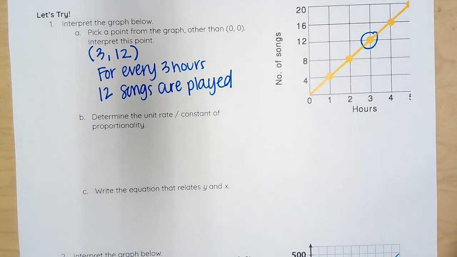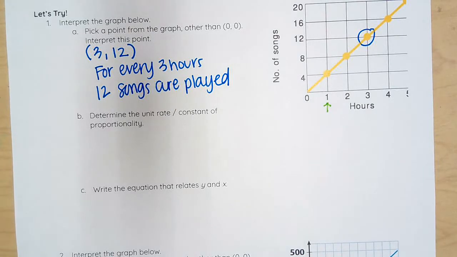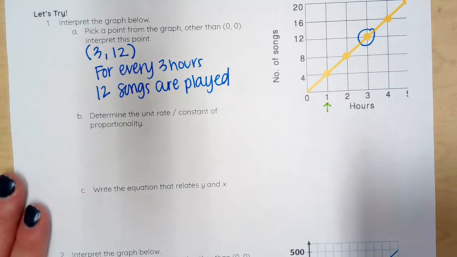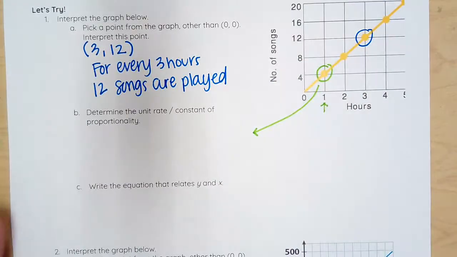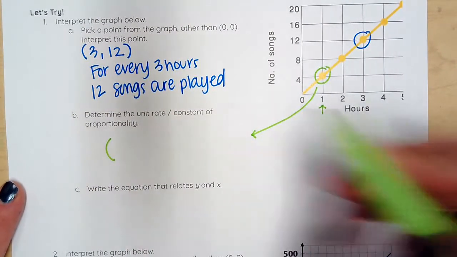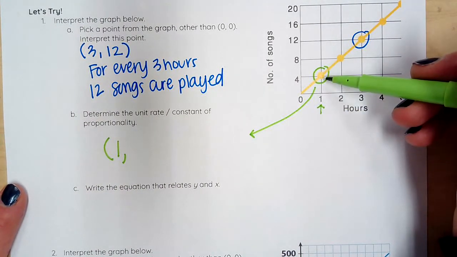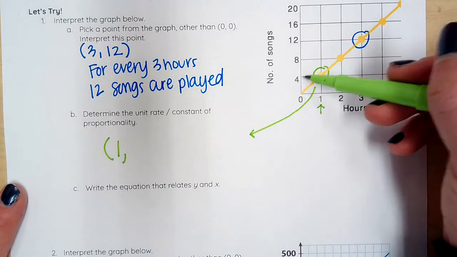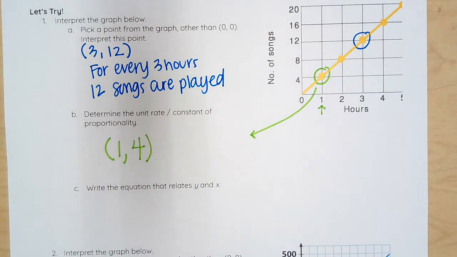Now I need to determine the unit rate or constant of proportionality. For here, I always look at the X 1, where 1 is, and I circle that point, and that's what goes here. Now remember, this is an ordered pair. So 1 is always going to be my X, and wherever this point hits on the Y-axis, that's my constant of proportionality. So here it hits at our 4, so that's our ordered pair.